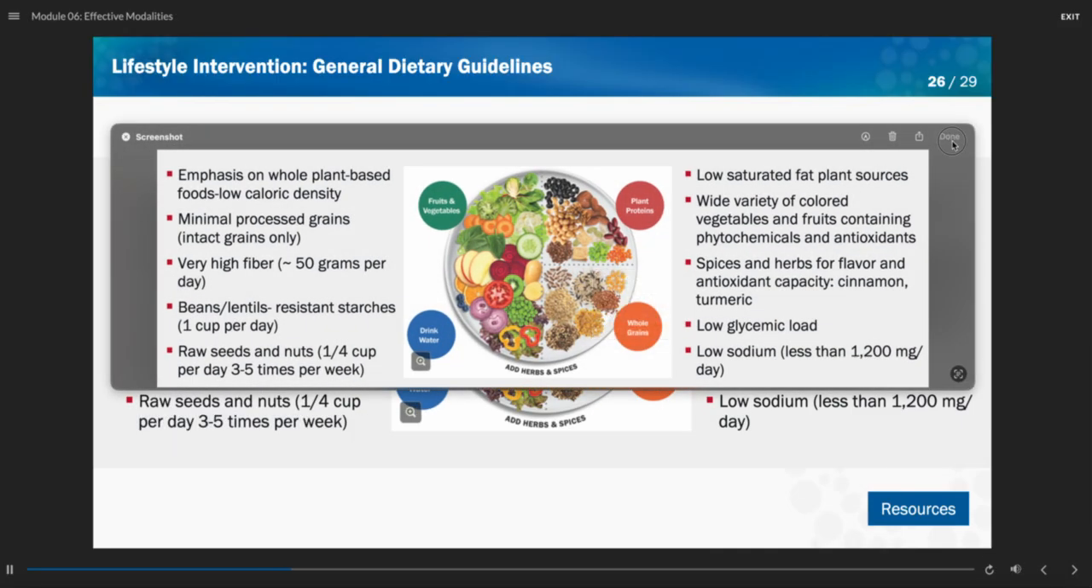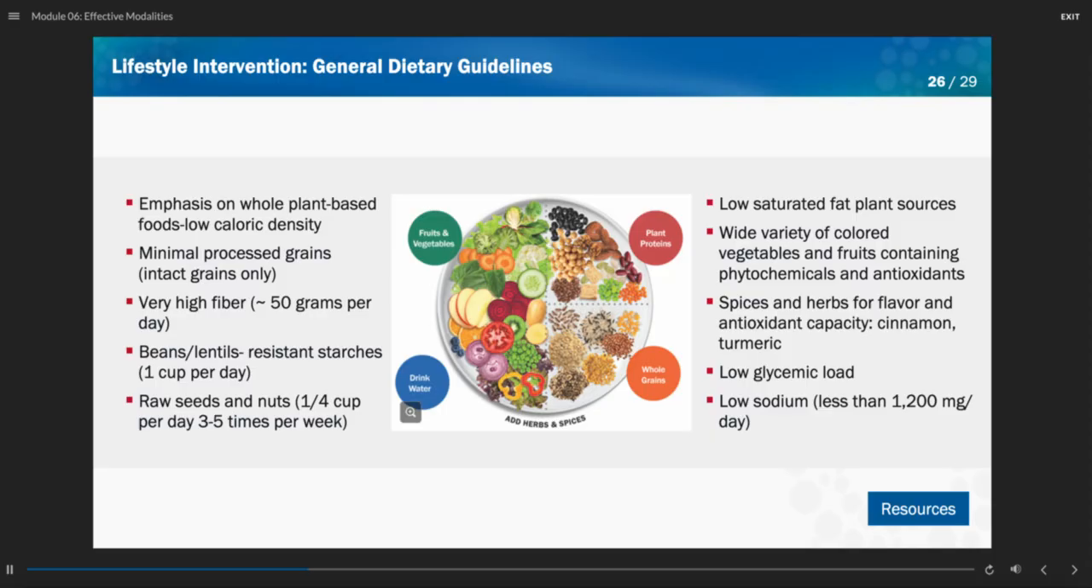And that's juxtaposed against the research that shows that most people today are in the 15 to 20 to 25 grams of fiber per day. Typically, we recommend 1 cup of beans or lentils per day because the resistant starches are broken down by the microbiome, again, producing butyrate and short-chain fatty acids that improve glucose management over the course of the day. 1/4 cup of raw seeds or nuts 3 to 5 times per week.